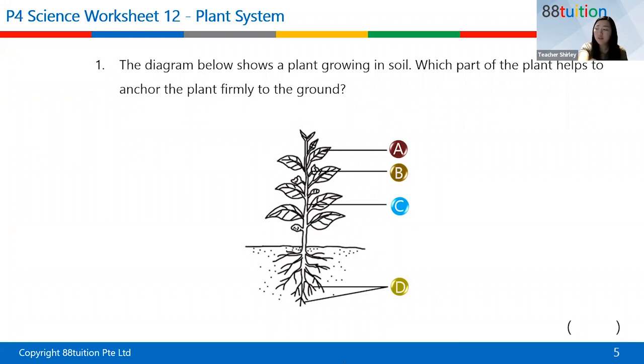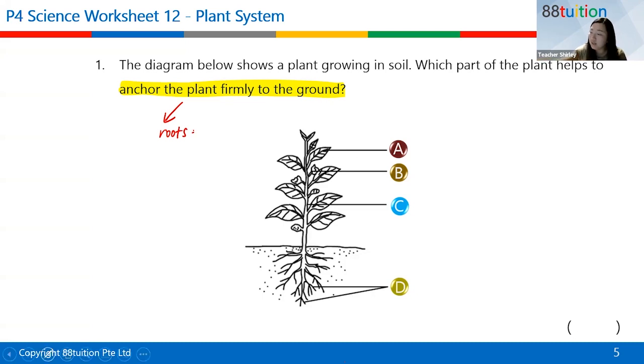Okay, so we'll first look at the question. The diagram below shows a plant growing in the soil. Which part of the plant helps to anchor the plant firmly? Okay, so firstly, you need to identify the function. The function is to anchor the plant firmly to the ground. So this is basically the function of the roots, right?